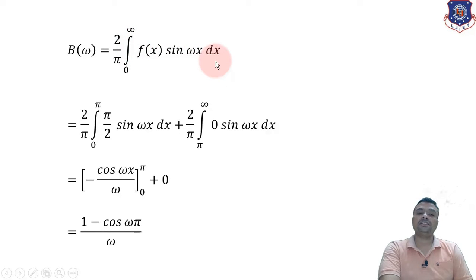Now, considering the range of the function from 0 to pi, my function is pi by 2, and from pi to infinity it is 0. So neglecting the second integral, the value of the integration will be sine omega x integrated from 0 to pi. I am cancelling the 2 by pi and pi by 2. So what is the integration of sine omega x? It is minus cos omega x upon omega. Taking the limits 0 to pi will result in the value of B(omega) as (1 minus cos omega pi) upon omega.